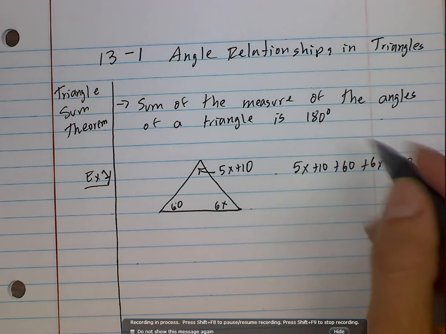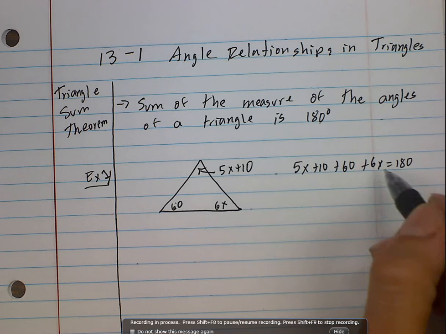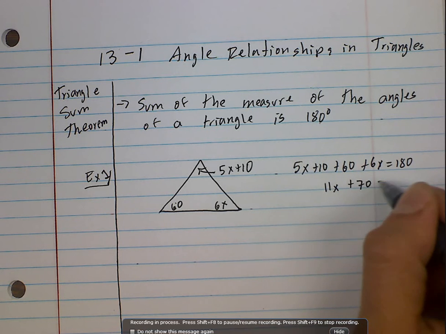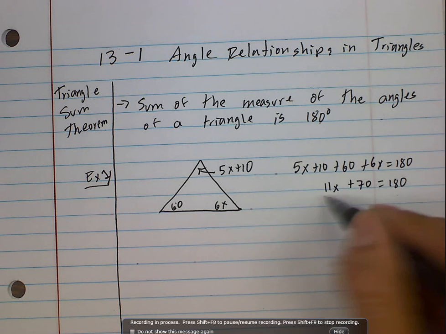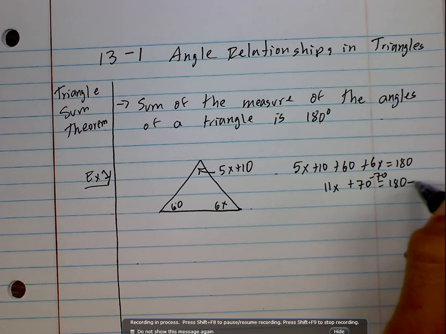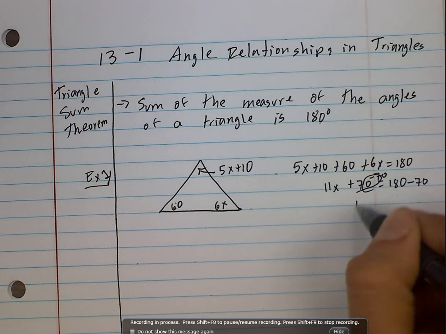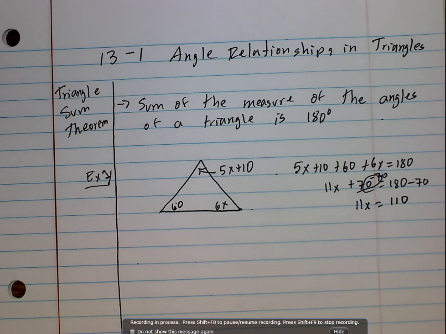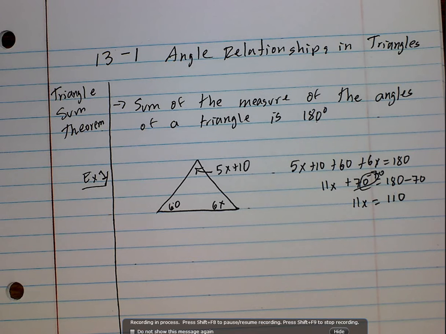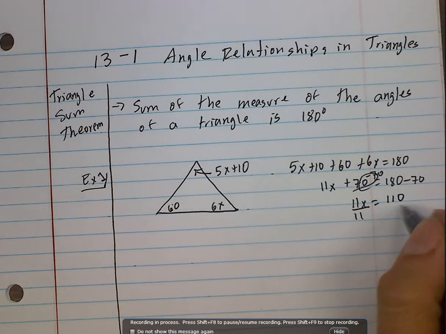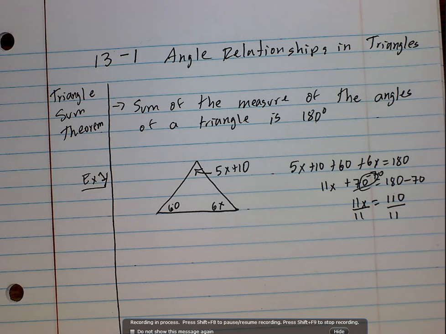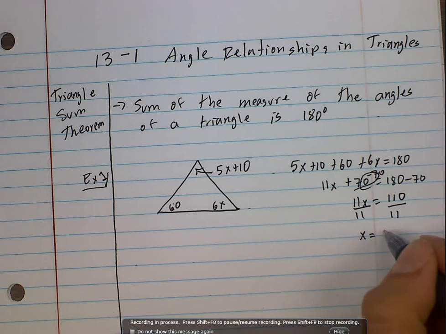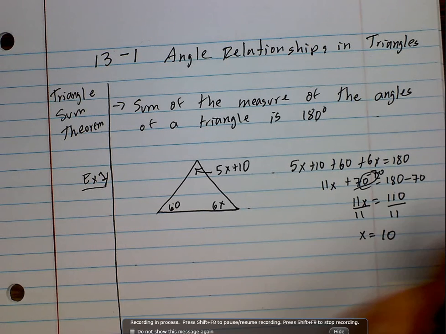So combine like terms, we got 5x plus 6x, that's 11x. 10 plus 60, that is 70, is equal to 180. I'm going to subtract 70 on each side, so minus 70. And I have 11x is equal to 110. And then we're going to divide by 11. So I know that x is equal to 10. Okay, so that could be like step number 1.